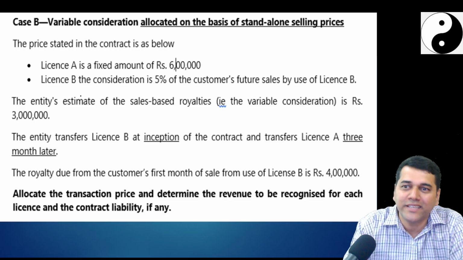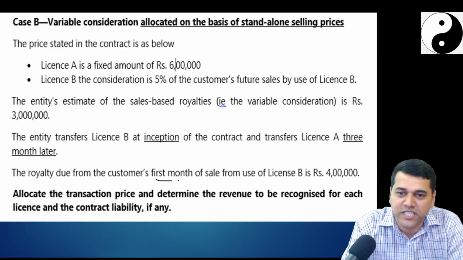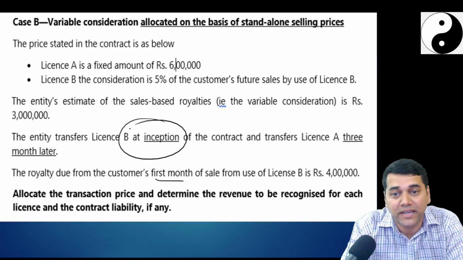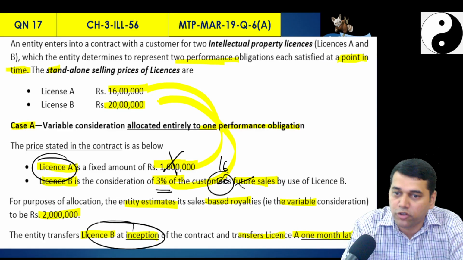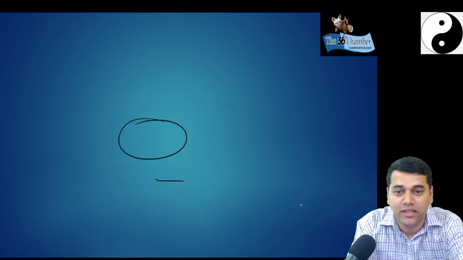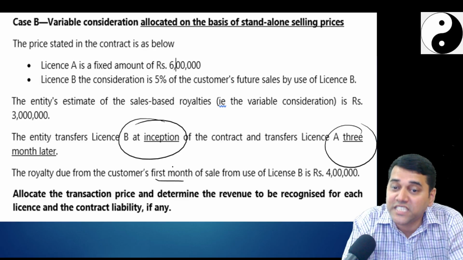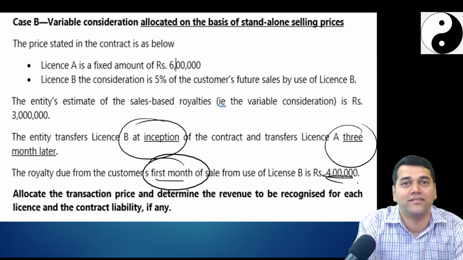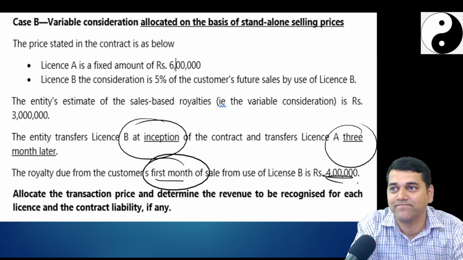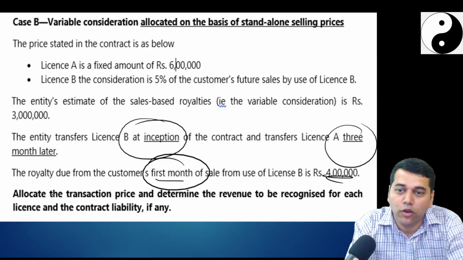That means these two things are clubbed now in this contract. So the loyalty is due to the customer in the first month. Now the entity transfers B at the inception. And A, understand, after 1 month, here he transferred A after 3 months. And the first month sale is 4 lakh. So you have to practice this. Now allocate the transaction price.